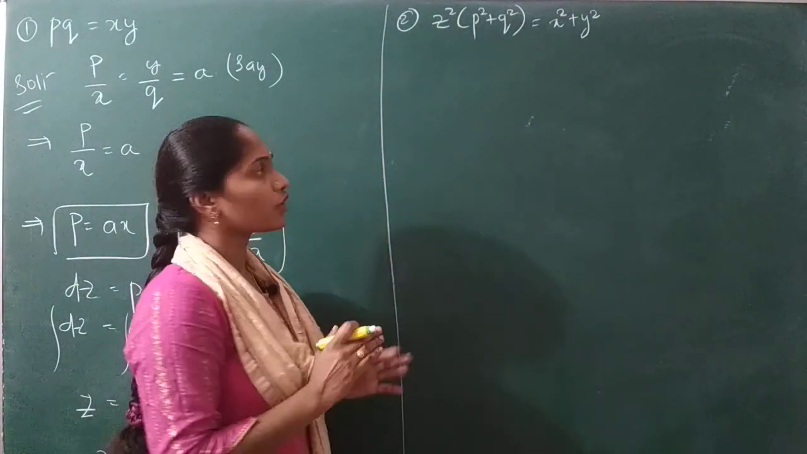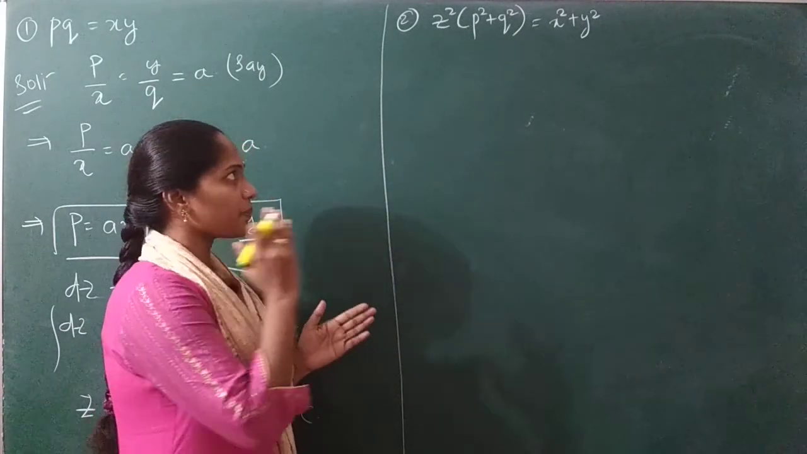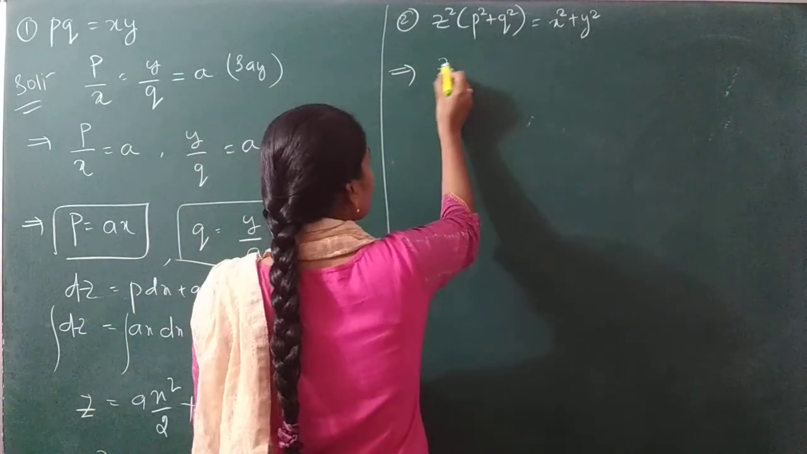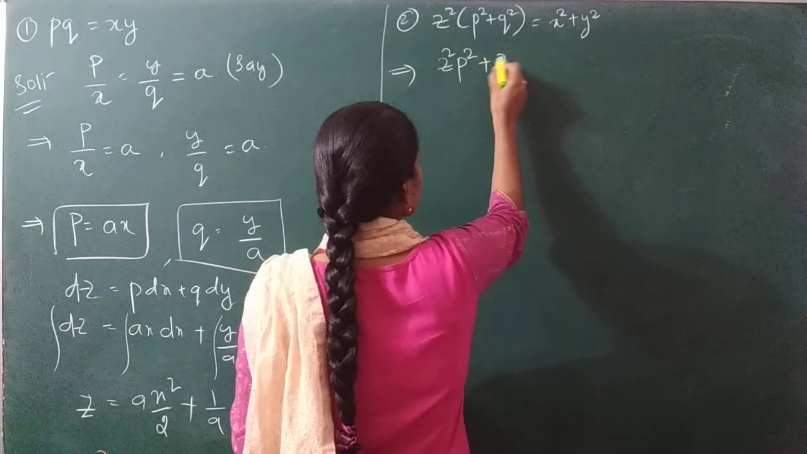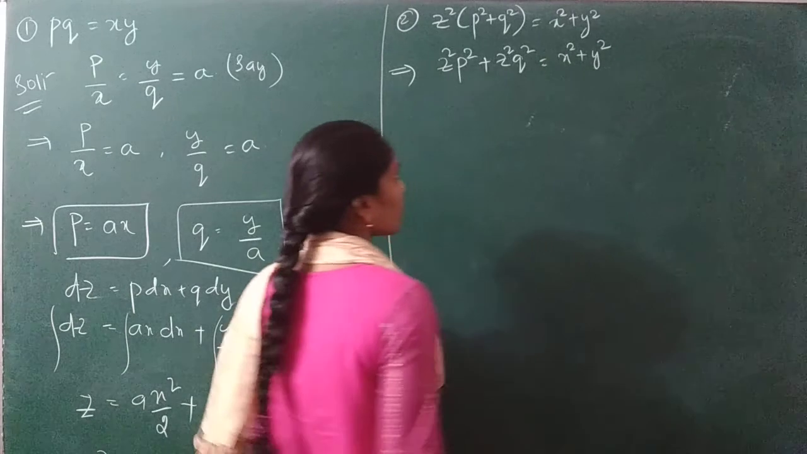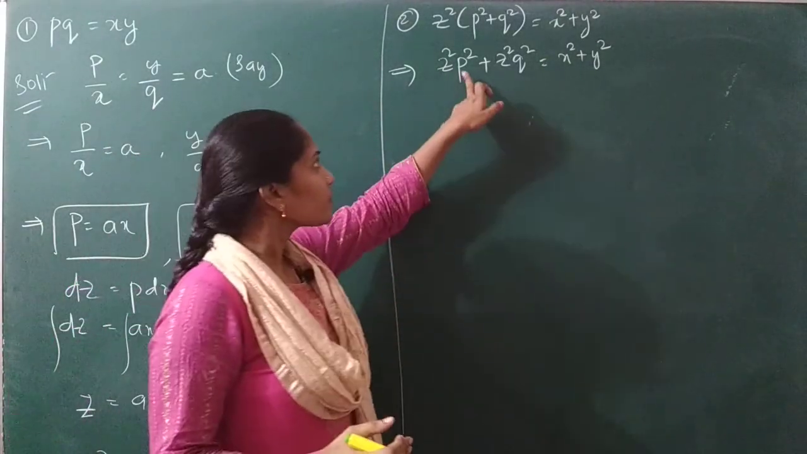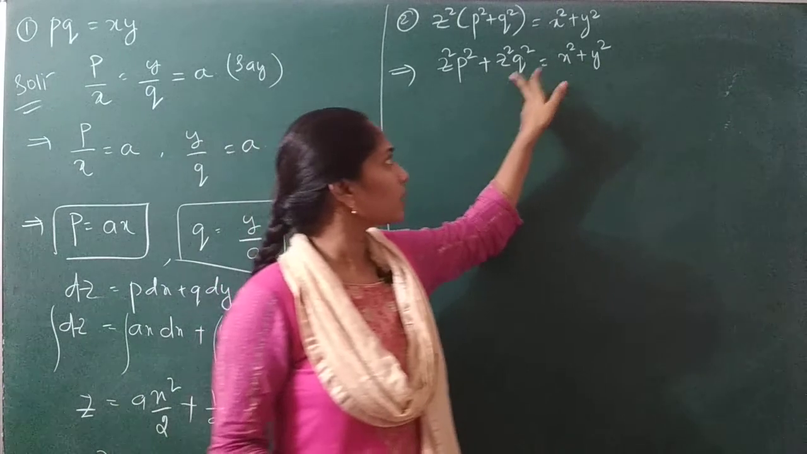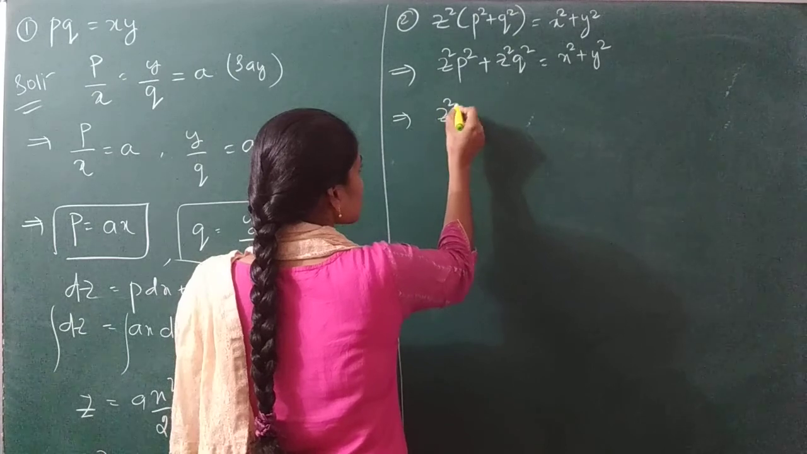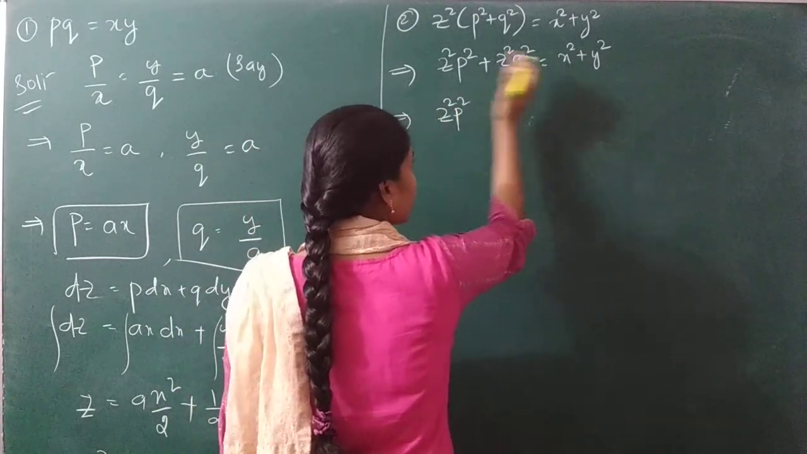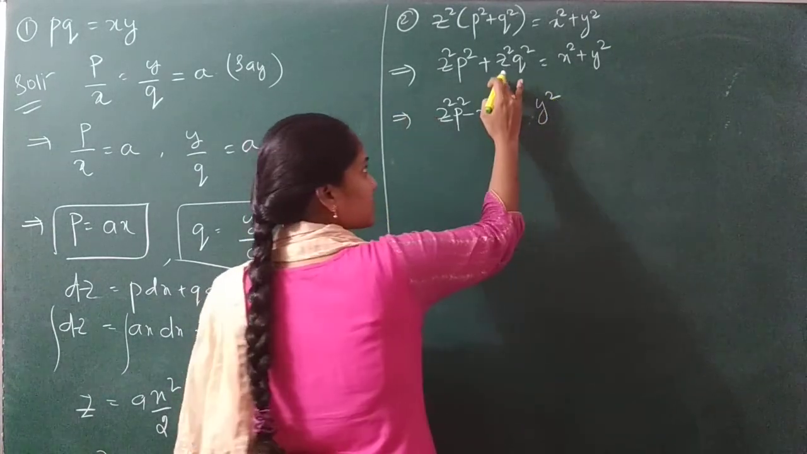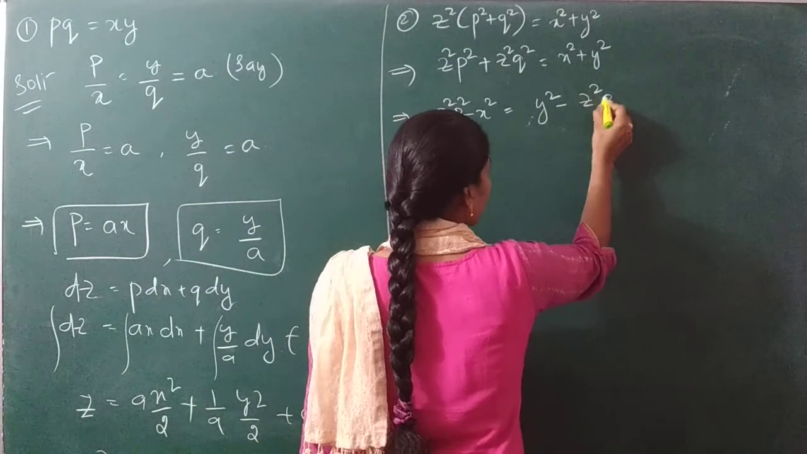So now what you have to do is separate the values. First we multiply z square, giving x square p square plus z square q square equals x square plus y square. Now you have to separate p, x to one side and y, q to the other side. Let's see what happens here. x square p square, take x square to the LHS, minus x square; y square is as it is, and take z square q square to the other side, minus z square q square.